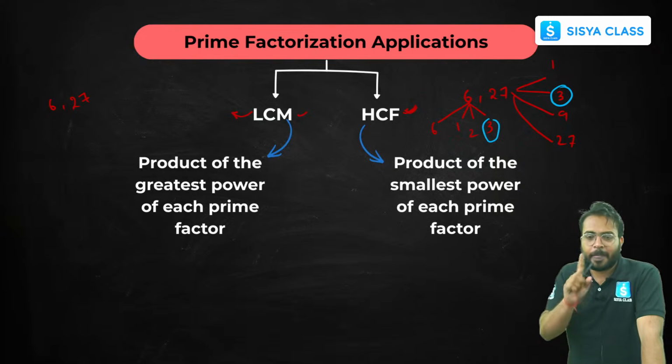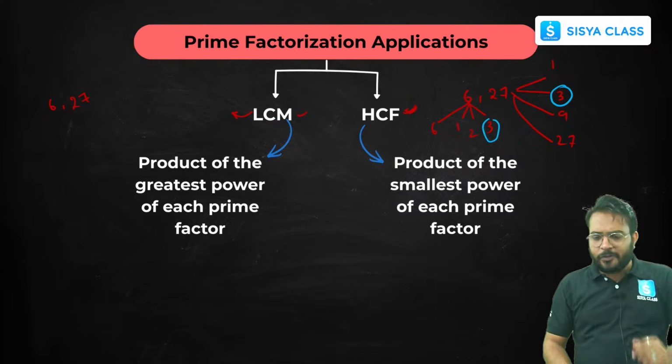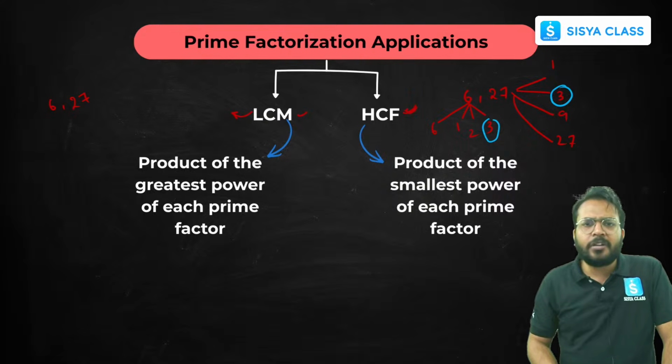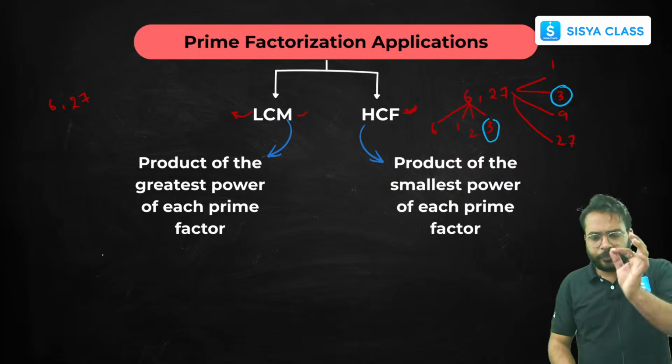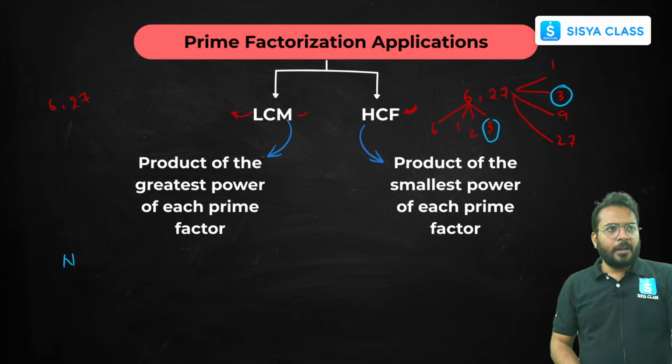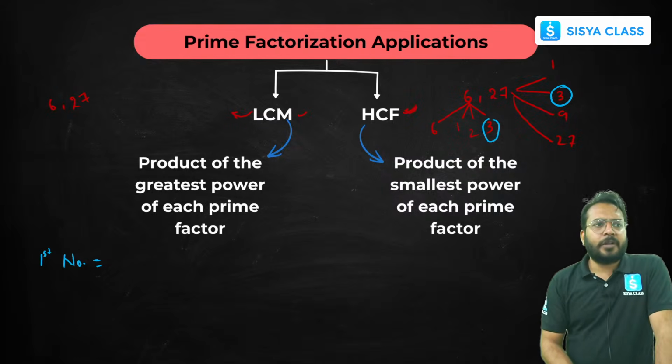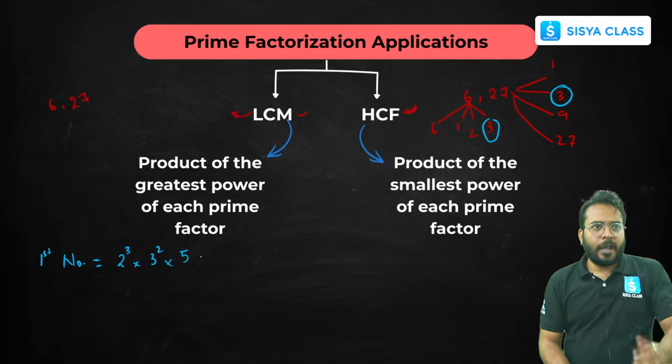Now, one more definition is given: the product of the greatest power of each prime factor. What does it mean? Suppose this is my first number, and I'm just writing its prime factorization: 2 to the power 3, into 3 to the power 2, into 5, into 7.